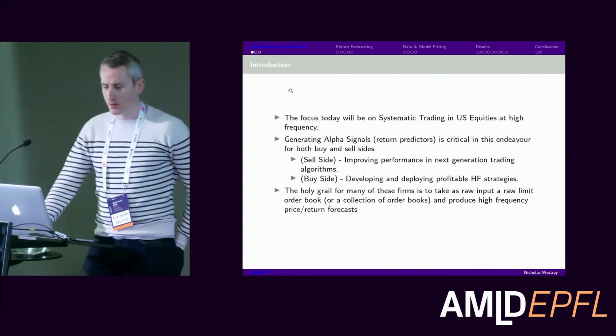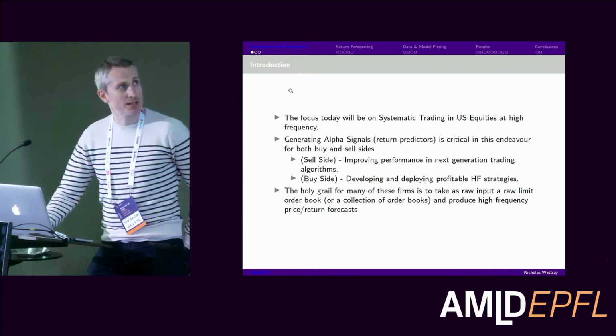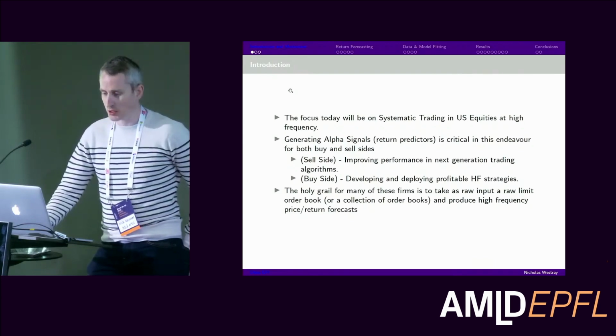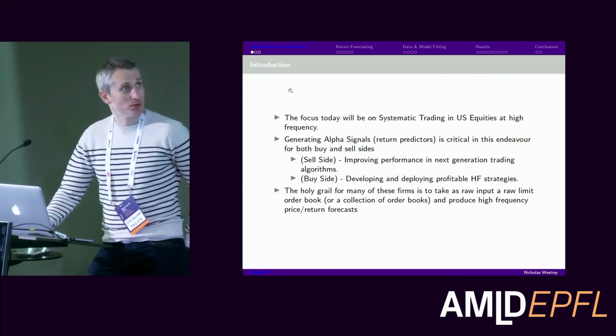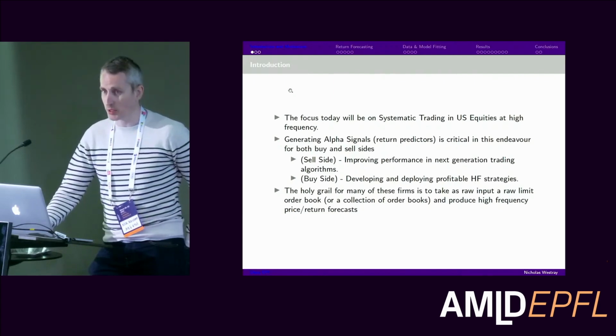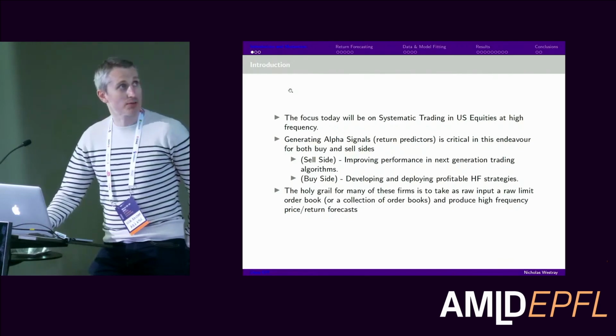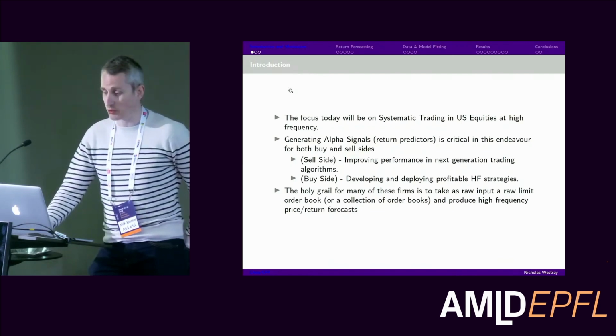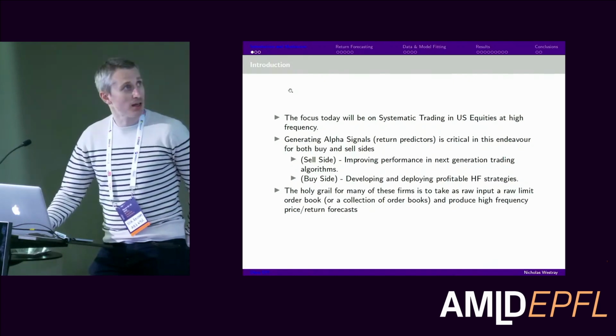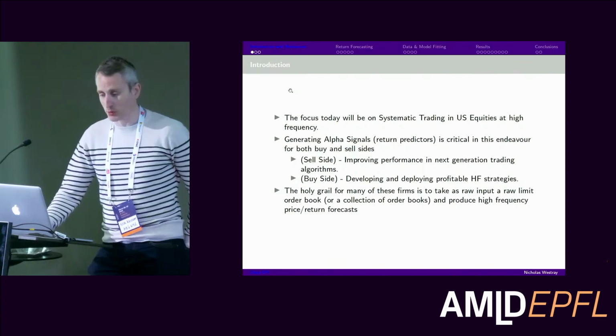I'm going to focus today on systematic trading in US equities at high frequency. If you work at either a hedge fund or a bank, then you're going to be spending a lot of your time doing alpha signal research, and this is very important for different reasons depending on the role that you do. If you work at a bank, you're probably working on building equity trading algos, and if you want these to work well, then you need to have good return predictors. Conversely, if you work at a hedge fund, then you're probably going to try and trade these signals yourself directly. And so in either case, it's very, very important.